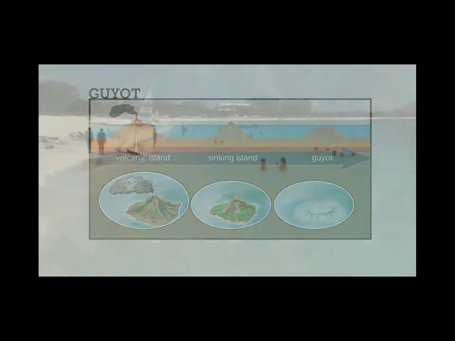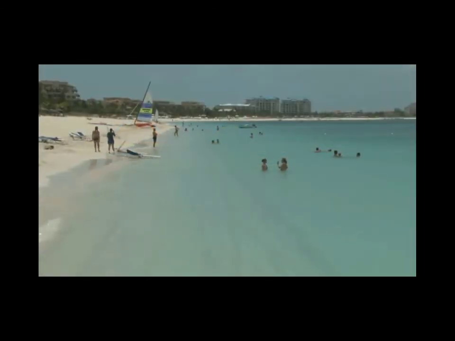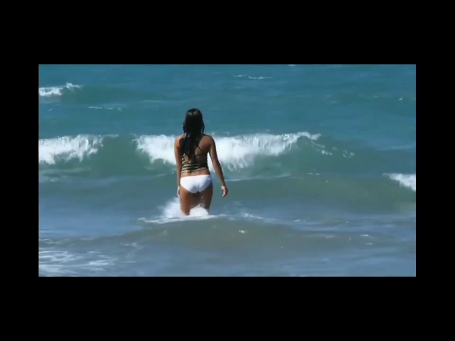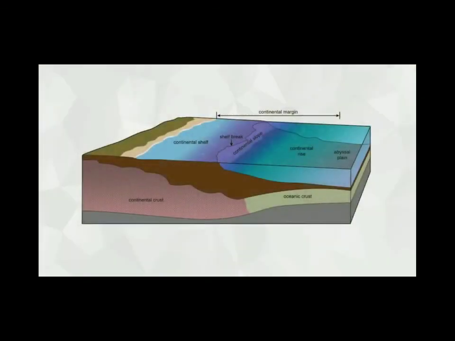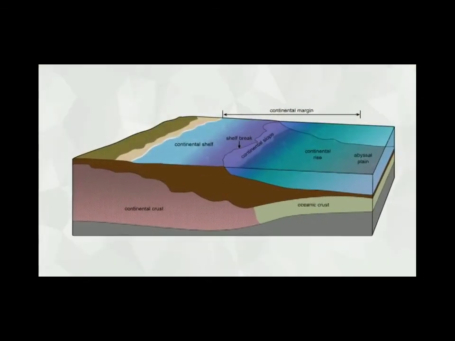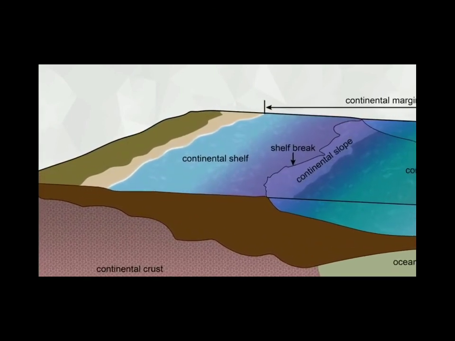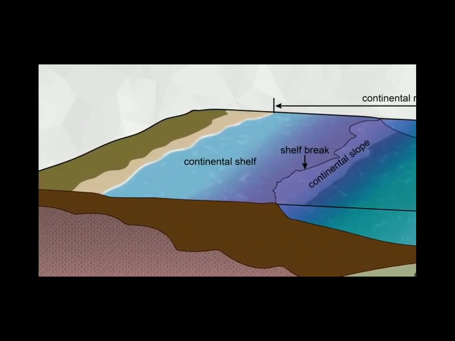So far, you have learned about some of the features that result from the actions of plate tectonics. But what about the regions of the ocean where not as much happens? Let's start by going for a swim. The portion of the continent that is underwater is called the continental shelf. When you wade out into the ocean, you are standing on the continental shelf.